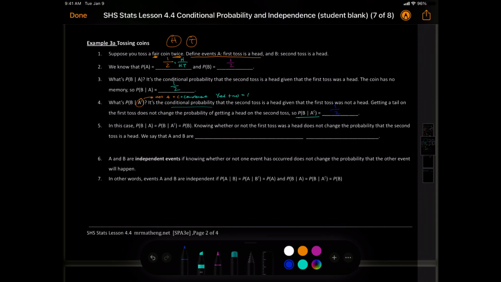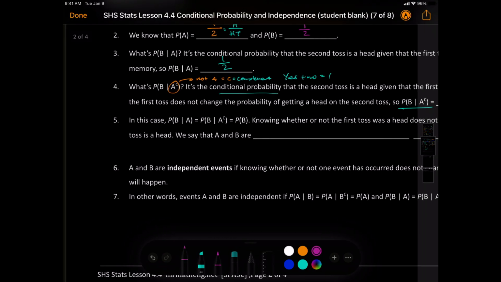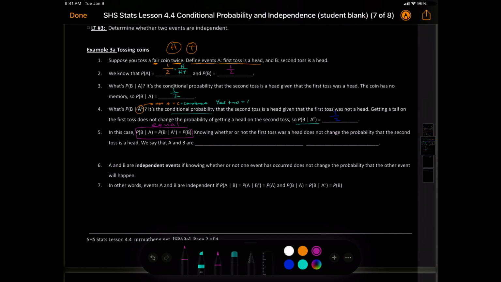In this case, the probability of B given A is equal to the probability of B given not A, which basically means it is equal to the probability of B. They are the same. Let me write that. Pick a different color here. Basically means they are equal. Knowing whether or not the first toss was a head does not change the probability that the second toss is a head. We call these independent events.